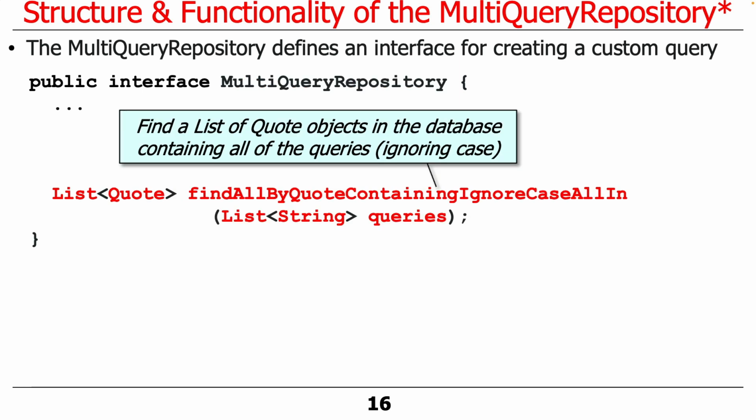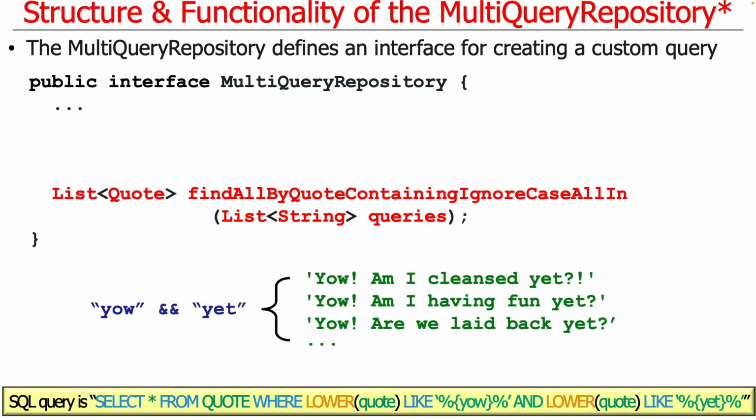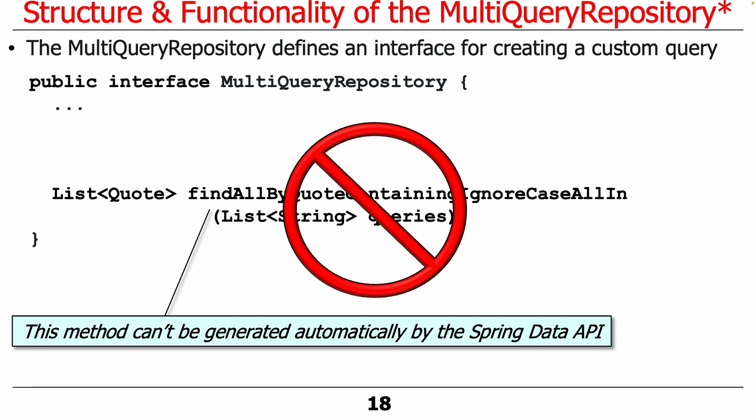So that's the find all by quote containing ignore case all in with a list of string queries. And here's an example of what you could do. You could look for yow and yet, and that will find all the entries in the database that contain the keywords yow and yet in a case-insensitive way. And it's going to just find wherever they occur, it'll find basically substrings. And this is the actual SQL query, which mercifully we do not have to write. But unfortunately, we have to write the code to do this. So you could see whether or not you think it's easier to write the query than it is to write the code to do it programmatically. We'll look at that in a second. The reason we do this is we simply can't generate this using Spring's Data API.